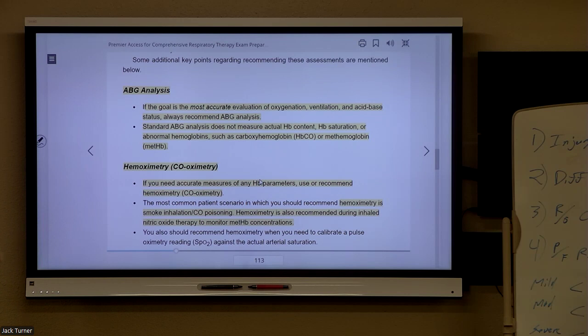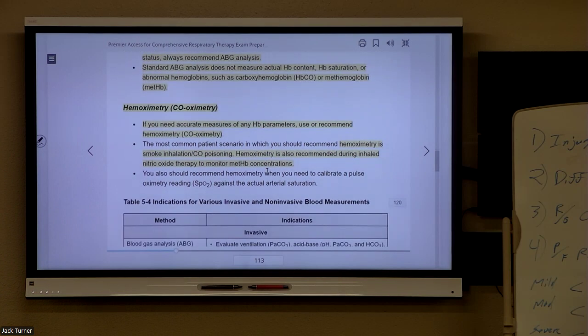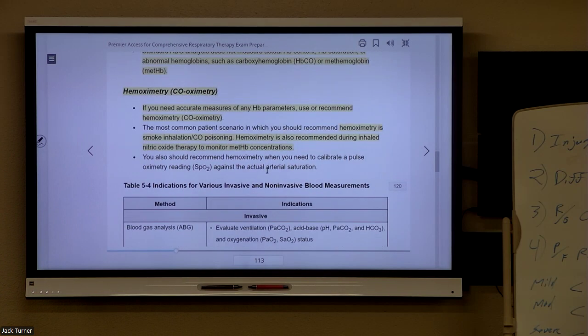If I suspect that there is any other type of hemoglobin floating around, I need to do this guy right here, right? Hemoximeter or co-oximeter, which are the same thing. Terms are used interchangeably. You need to know both. Anytime that I suspect there may be carboxyhemoglobin or methemoglobin, I need to go ahead and get the hemoximeter or co-oximeter, depending on how they phrase it.